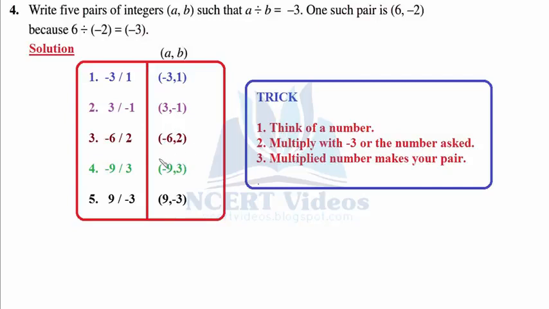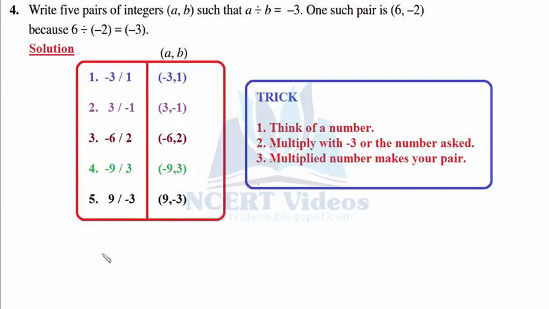So how can we achieve it? First we will think of a number. Let's think the number to be 3. Multiply this number with the number which is asked. It can be anything. In this question it is -3, but it can be anything. Your examiner or your teacher can ask anything in your paper, so be prepared for this. So we will multiply it. 3 3s are 9 and -9. So this -9 makes your pair. In this way you can make an infinite number of pairs.